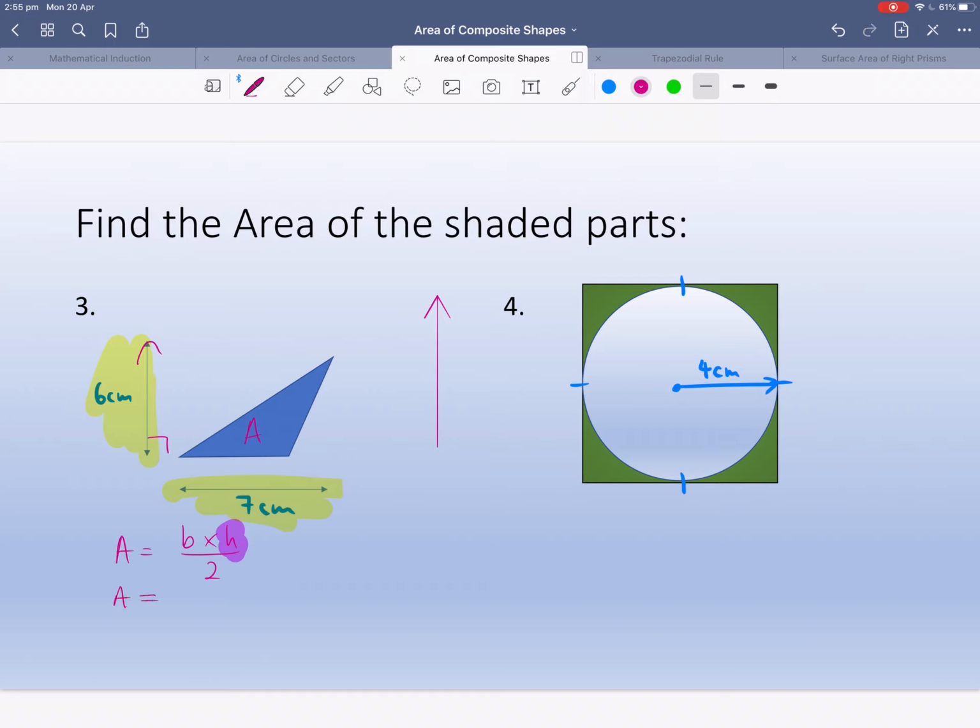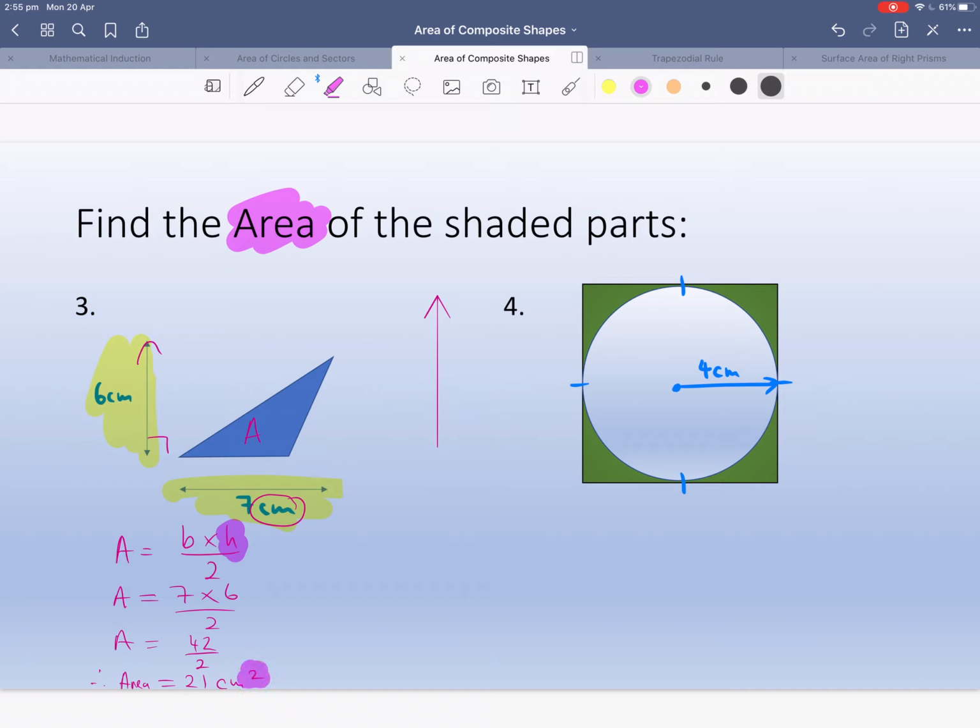So this area will be 7 times 6 divided by 2. 7 times 6 is 42, divided by 2. Therefore, our area will be, what's half of 42? 21. And our units are centimetres, and it's going to be squared because, remember, area is square area.